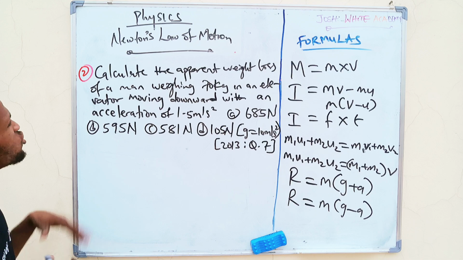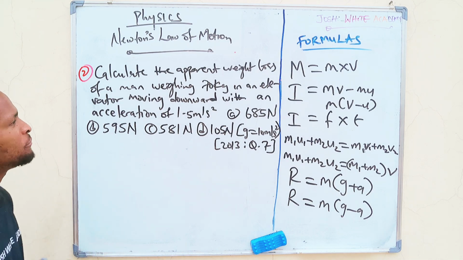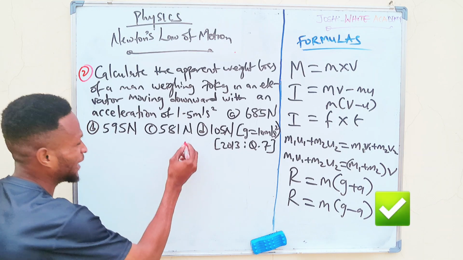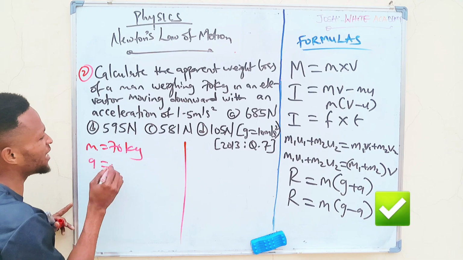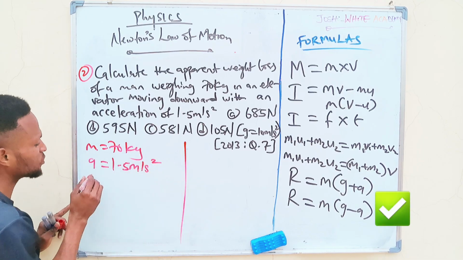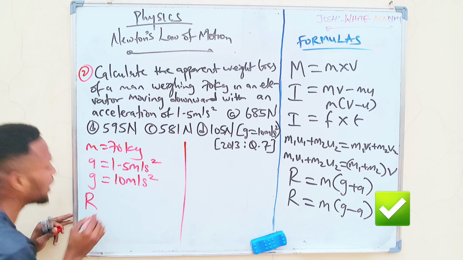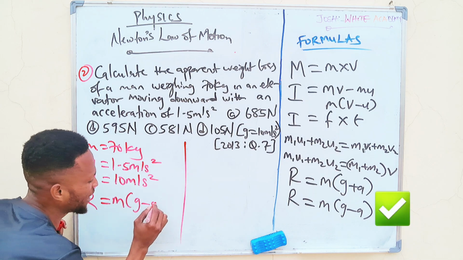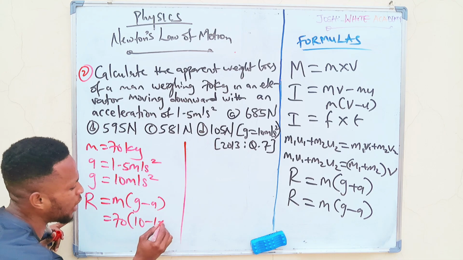Calculate the apparent weight loss of a man weighing 70 kg in an elevator moving downward with an acceleration of 1.5 meter per second square. Remember we said if the elevator is moving downward, we are using this formula. So let's write down our data. Our mass is 70 kg. Our acceleration is 1.5 meter per second square. Our acceleration due to gravity is 10 meter per second square. So our apparent weight is m(g minus a). So our m is 70, our g is 10, our a is 1.5.